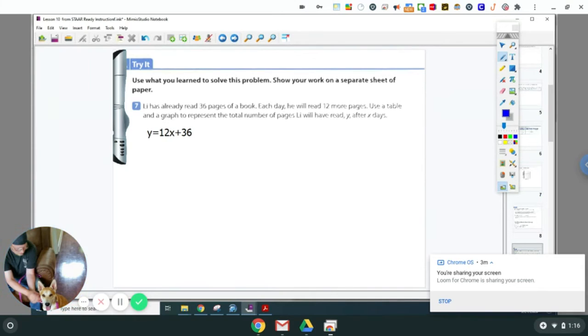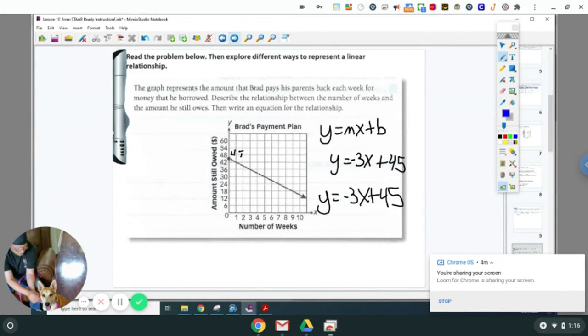Okay, so this is another problem. And it says, use a table and a graph. You don't need to do that. I just need you to write the equation. So it says Liz already read 36 pages of a book. Each day after that, she reads 12 more pages. So the equation would be 12x, because each day she reads 12 pages, plus the additional 36 pages she read. And that'd be your equation, which you can then make a table and a graph from.